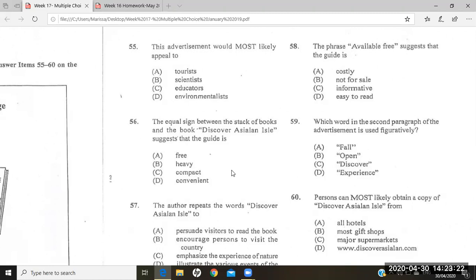So it's not B. Try again, Sorinta. It's not B. So the answer is not B.